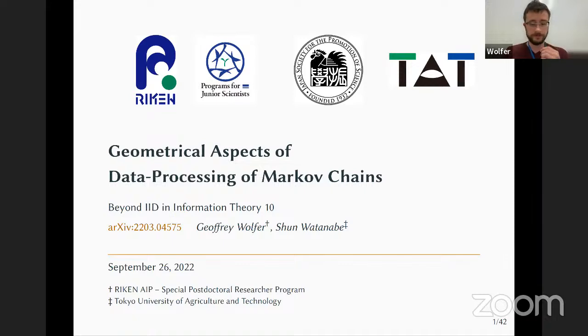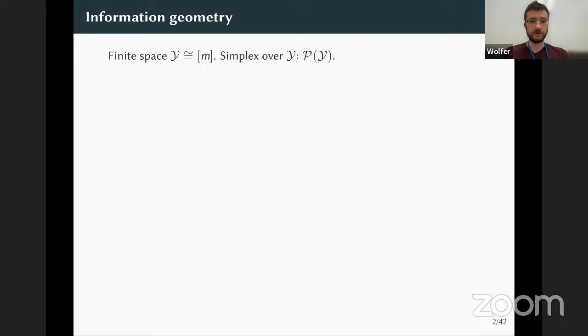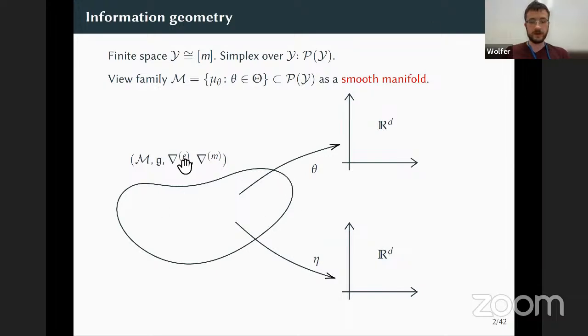Thank you very much for having me. As mentioned, I will present some joint work with Shun Watanabe, and we'll discuss processing of Markov chains from a geometrical perspective. First, let me give you an introduction. We'll take the perspective of information geometry. Let's once and for all fix a finite space Y, and we will denote the set of all distributions of Y by P of Y. We'll view statistical models as submanifolds of P of Y, which is provided with a Riemannian metric called the Fisher metric, as well as a pair of affine connections.